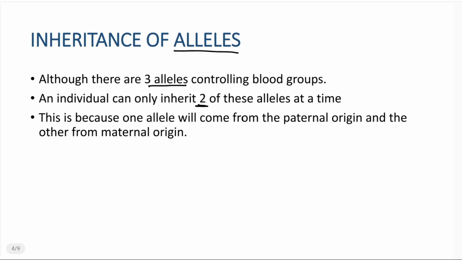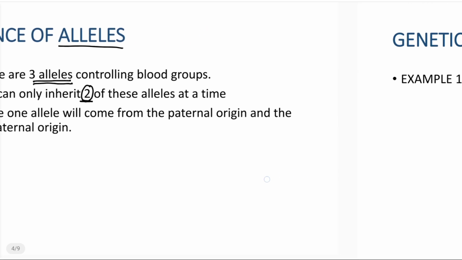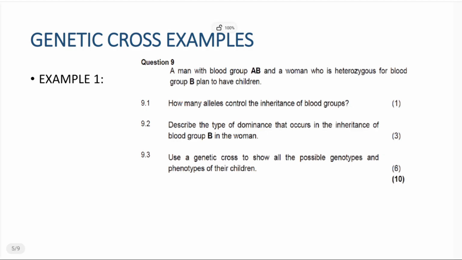The reason it is impossible is that each and every characteristic is controlled by 2 alleles. One allele is from the paternal origin, the other allele is from the maternal origin, right? So you can only inherit one allele from each parent. As such, there are only 2 alleles that an individual can inherit. Although the blood groups as a whole are controlled by 3 alleles, an individual can only get 2 at a time.